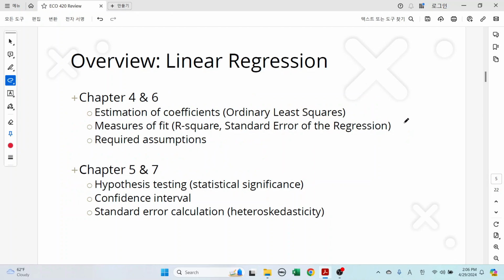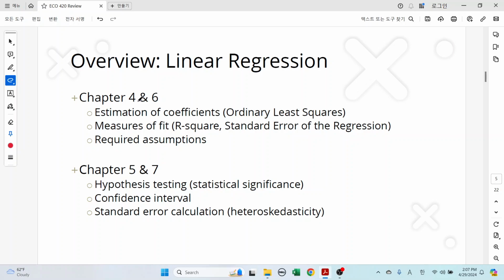So the first four chapters, the basic regression chapters, cover a lot of things. Estimation of coefficients, which is just the ordinary least squares method. Measures of fit, which include R square and the standard error of the regression. And then we discuss required assumptions, and we also learn some things about the normal distribution, some additional things we learned here.